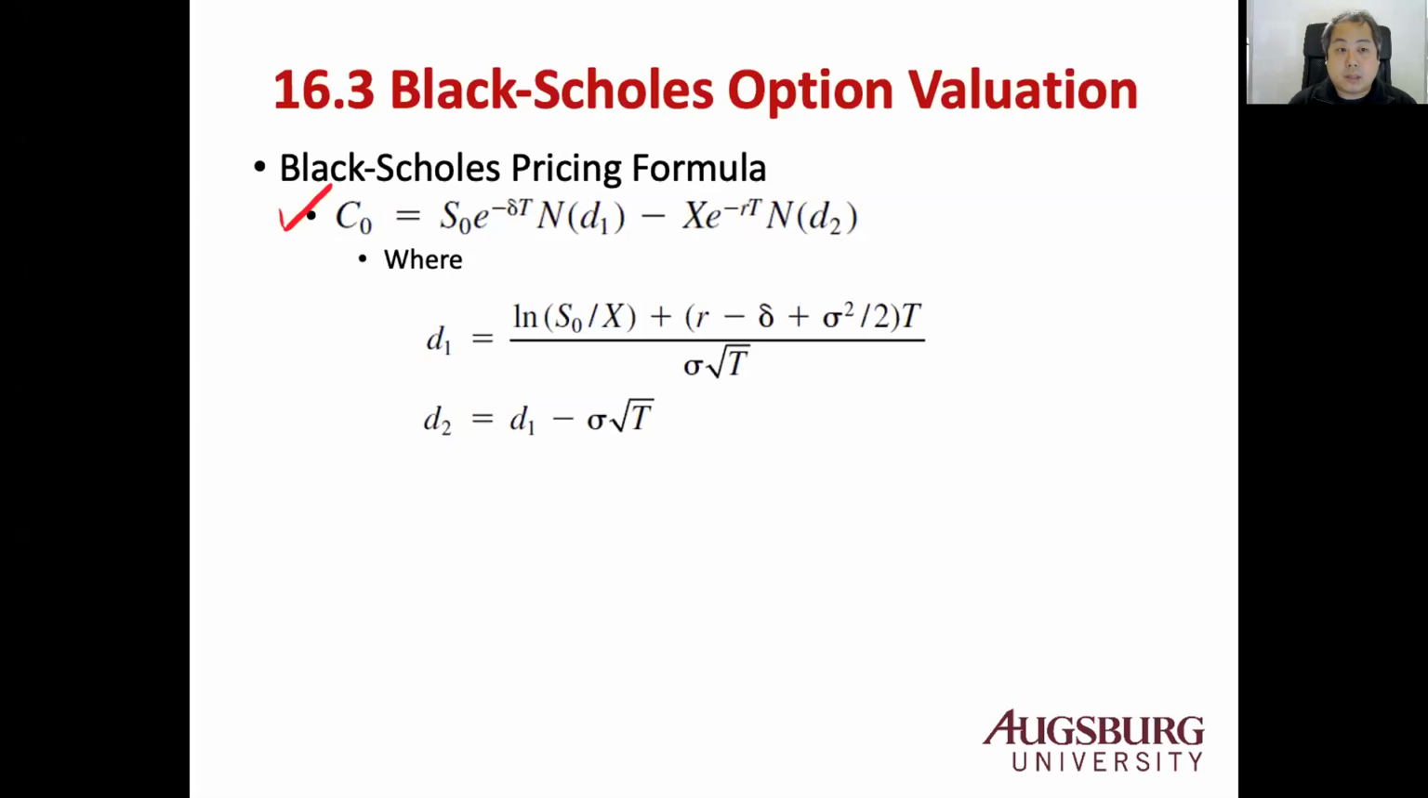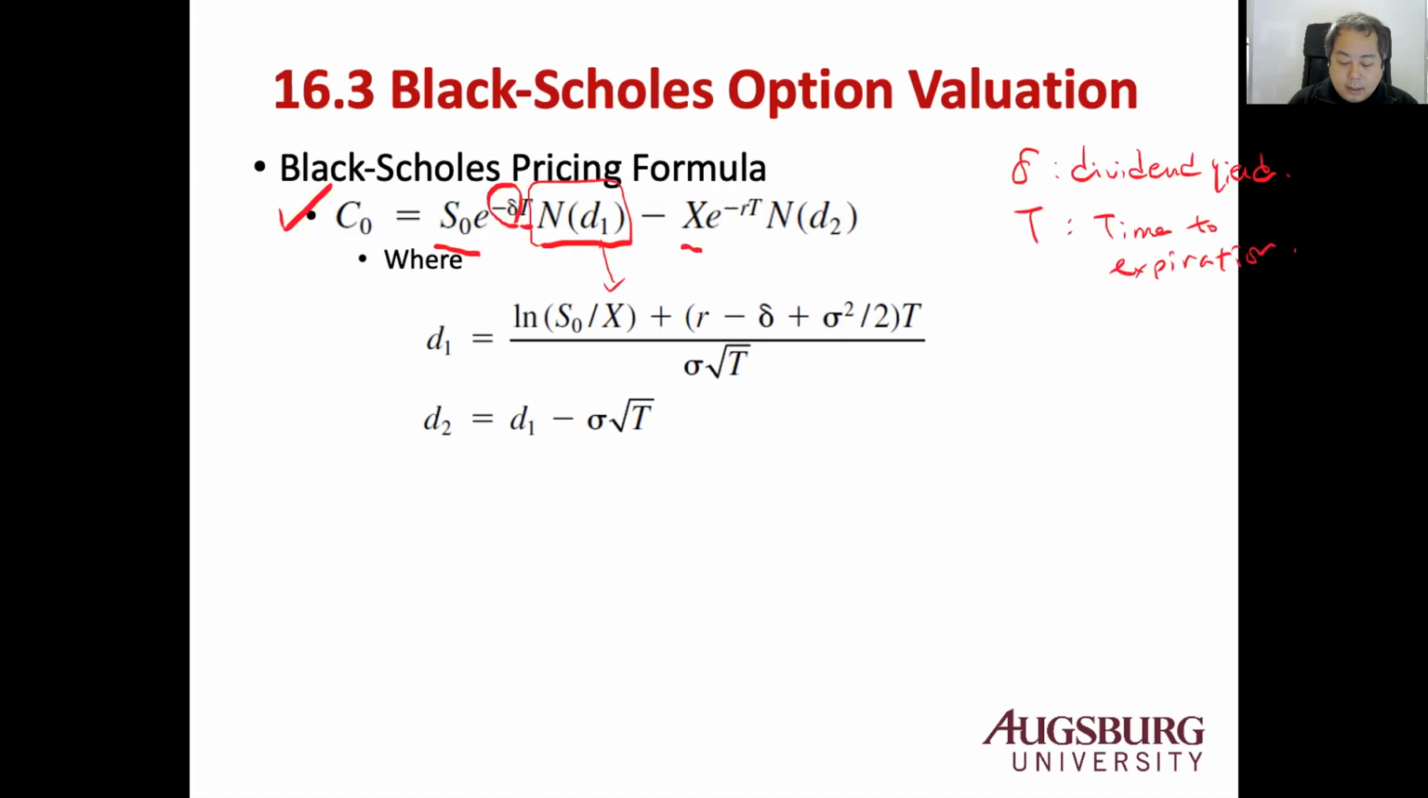Looks complicated actually. So first of all, S0 is the price as of today, times the exponential function of negative delta, where delta is the dividend yield. And T is the time to expiration. And N(d1) is the cumulative normal distribution of the d1, which is this one. So we'll see that later.